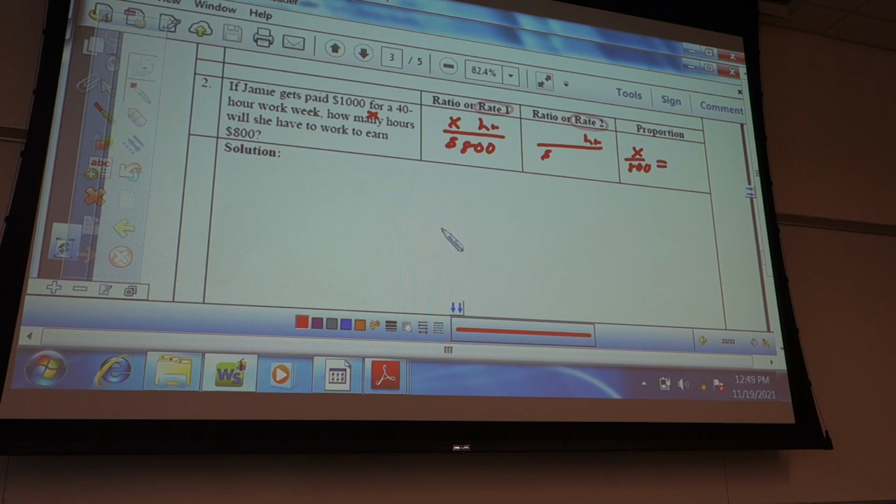Are folks following what I'm doing, what I'm talking about? Okay, great. So we're going to do these ones, and then we'll come back and take a look at them.